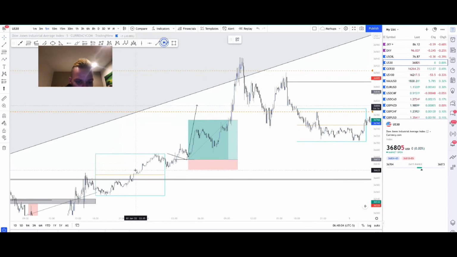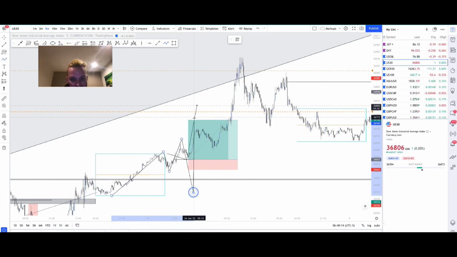Gave a trap move as it came out of Asia session, made people think that it was going short, but it actually went long. I'm surprised that this didn't actually come back here to take these buyers out, but no, price just continued going. That's what you find a lot as well.